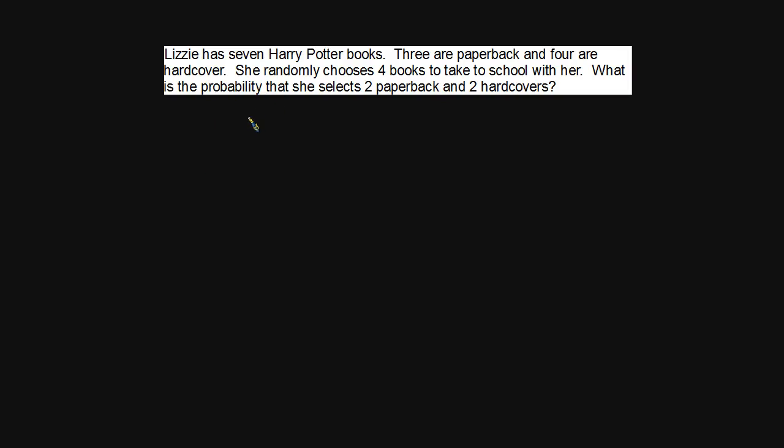Let's walk through a relatively complicated probability problem, and this involves multiplying probabilities. It says Lizzie has 7 Harry Potter books, 3 are paperback and 4 are hardcover, and she randomly chooses 4 books to take to school with her. What's the probability she selects 2 paperback and 2 hardcovers? Well, let's take a look and see how we begin.